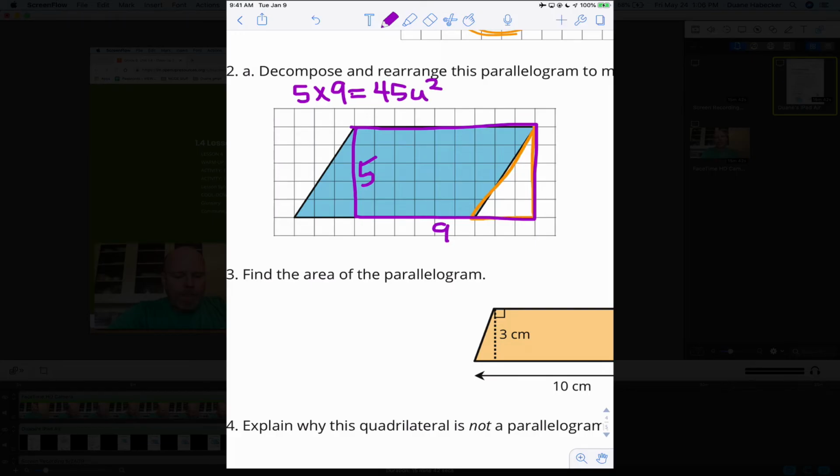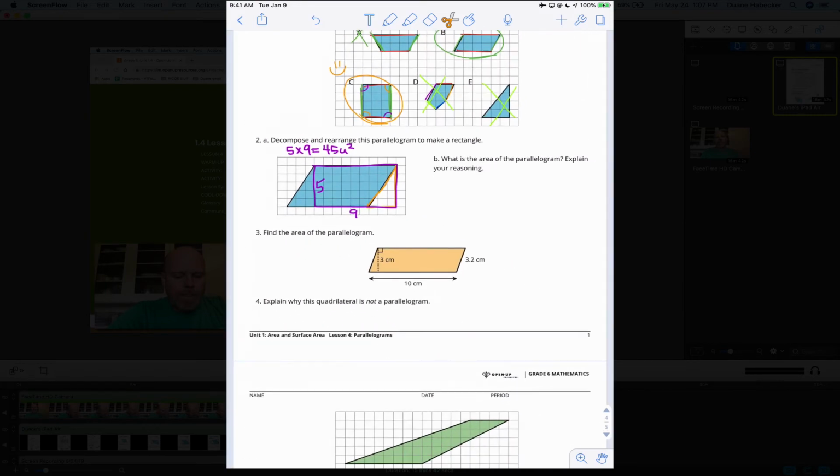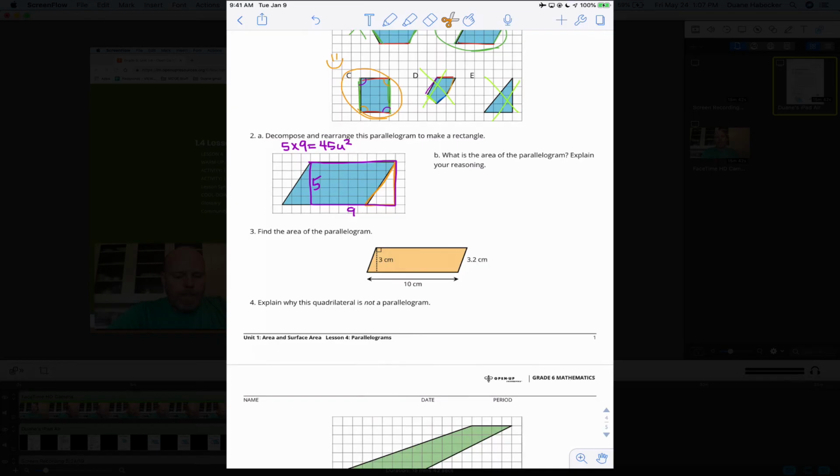And we know that that's the same area. The new rectangle has the exact same area as the original parallelogram because all we did was slide the triangle from here over to here. All right, and that's all we did. And so that takes care of 2A and 2B.